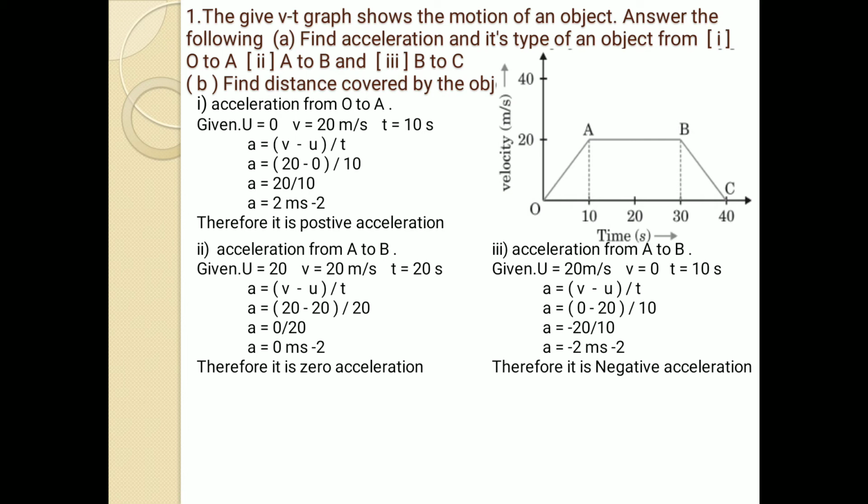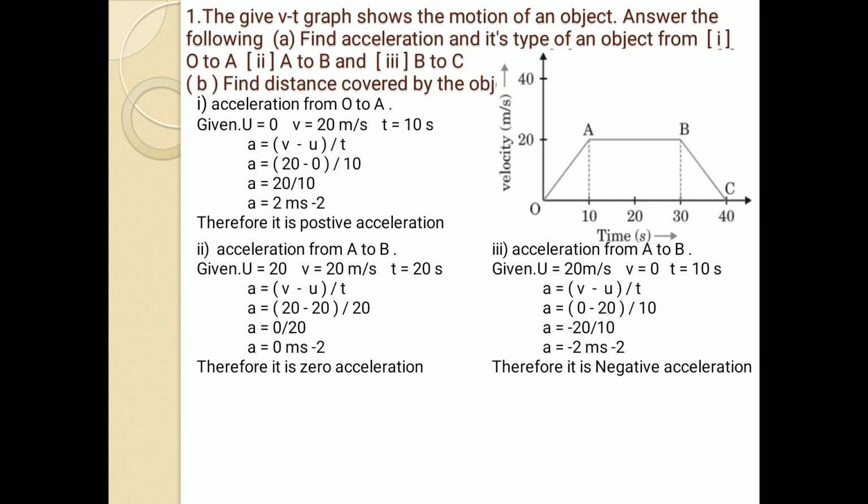Now what about the final velocity? Final velocity means velocity at A. You go parallel to the x-axis and consider the y-axis value at A. That is 20 only, so 20 meter per second is the final velocity. What is the time? You see the time from O to A on the x-axis, that is 0 to 10, right? So 10 seconds is the time. This is how you have to collect the data.